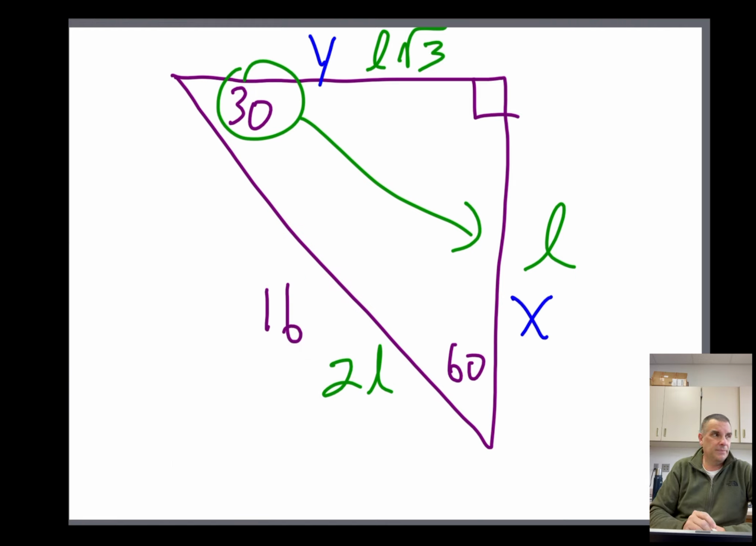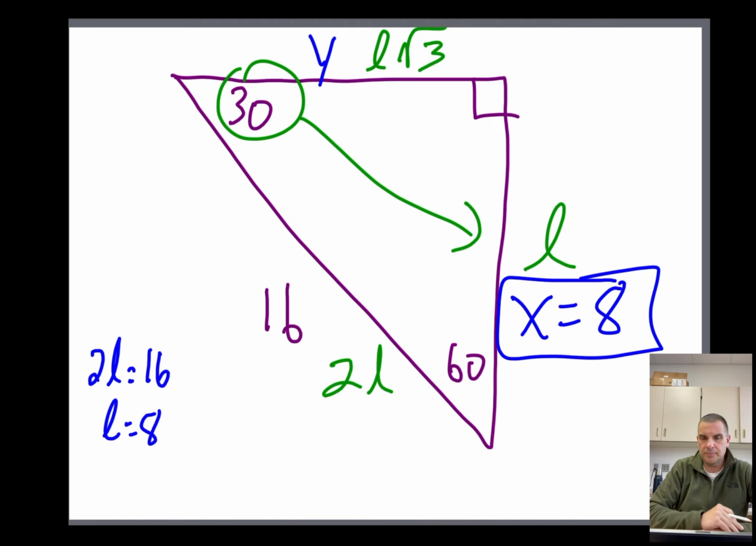Because you're given the hypotenuse, 2L has to equal 16, because the hypotenuse is equal to twice L. So L is equal to 8. So I can put an 8 here. That has to be 8. And then I know my L value is 8 now, so y is going to be L radical 3. So y is going to be 8 radical 3.